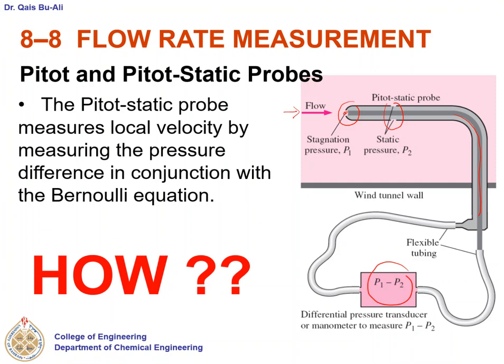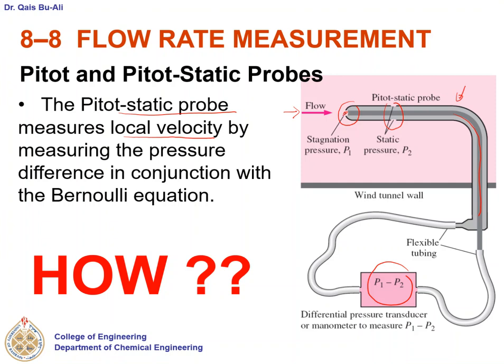Or I can get this one, P1 minus P2, which is the stagnation pressure minus the static pressure. So the Pitot static probe measures local velocity. Why do we say local velocity? Because it measures the velocity at a point. As you can see, I can move this Pitot static probe. I can move it in the pipe.